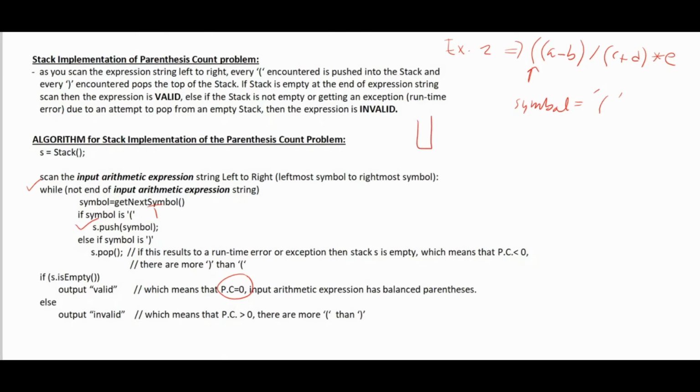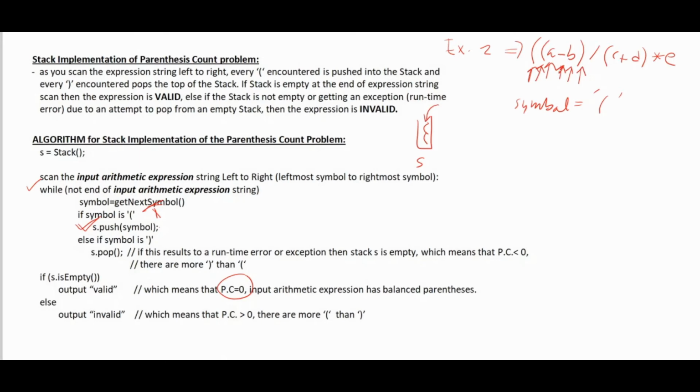Say this is our stack S. We push it into the stack, and we have our left parenthesis inside. Then we get the next symbol, which is another left parenthesis, and so this is true again for the second time, and we push that symbol. So there are now two left parentheses inside the stack S. Next is A, we do nothing, minus, we do nothing, B, we do nothing.